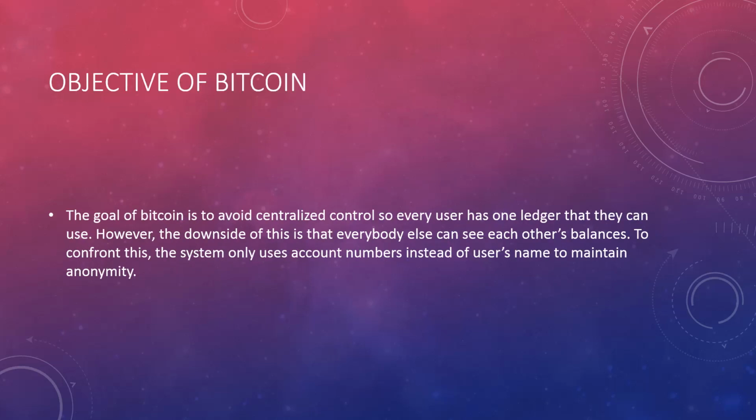What is the objective of Bitcoin? The goal of Bitcoin is to avoid centralized control, so every user has one ledger that they can use. However, the downside of this is that everybody else can see each other's balances. To confront this, the system only uses account numbers instead of users' names to maintain anonymity.